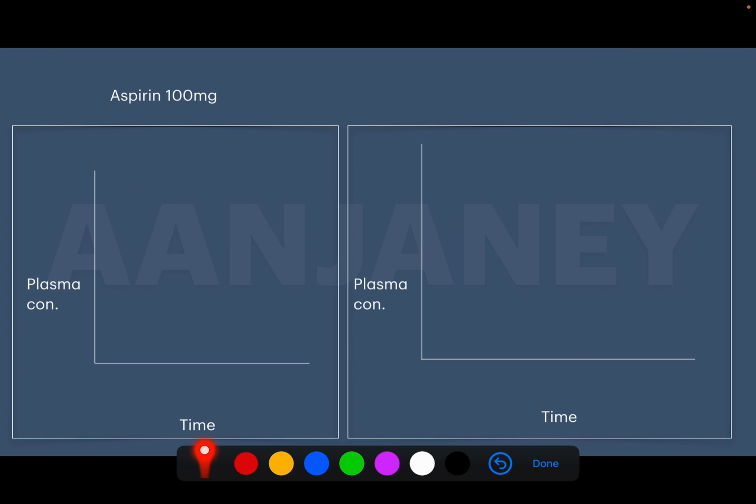So now let's say I took aspirin 100 milligram. The plasma concentration versus time curve shows this. Initially the plasma concentration increases up to the maximum value and then it decreases. The time taken for the plasma concentration to reach its maximum value is Tmax, while the maximum concentration which it can reach is Cmax. So this was for 100 milligram aspirin.